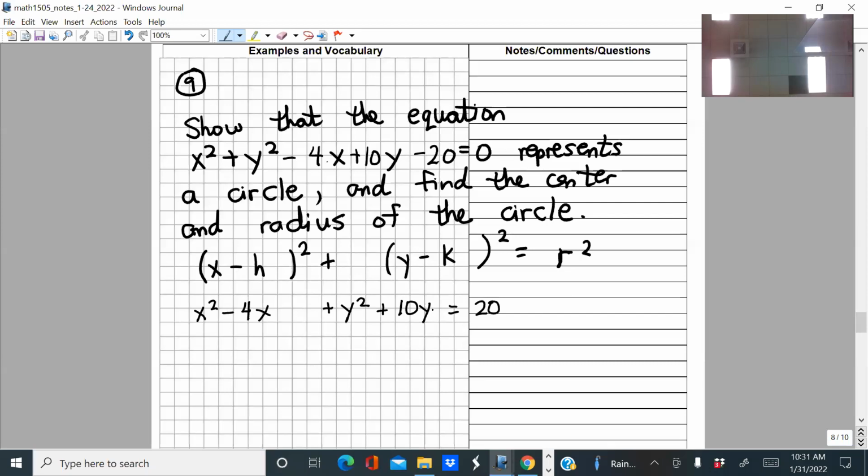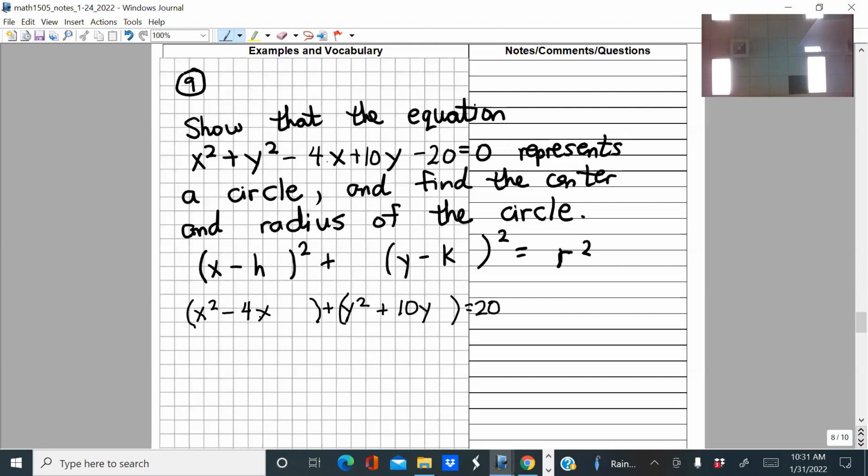Now, notice I'm leaving a little bit of space around the x's and the y's, because I'm going to group those terms together. Let me leave myself a little bit of room here after the 10y, or the equals 20. So I want to group these terms together. I'm going to group them in parentheses like this, because what I would like to be able to do is factor the expressions in the parentheses.